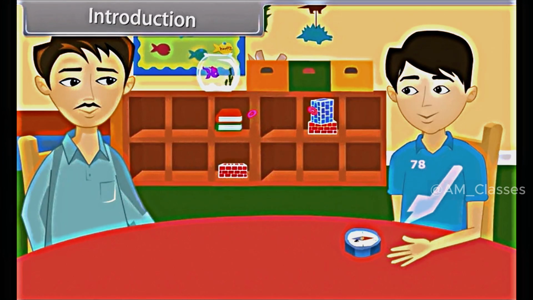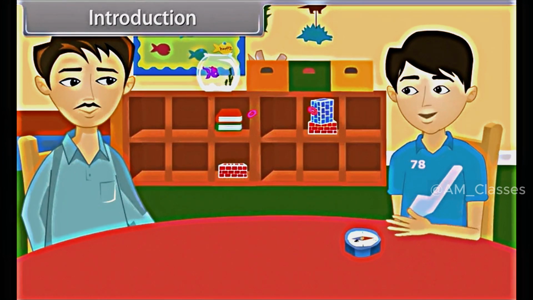Introduction. Dad, I'm looking at this compass you bought me for my birthday. It is such a good device. But something happened and I'm unable to figure out why. Can you help me, Dad? Yes, Rajiv. Tell me exactly what happened.